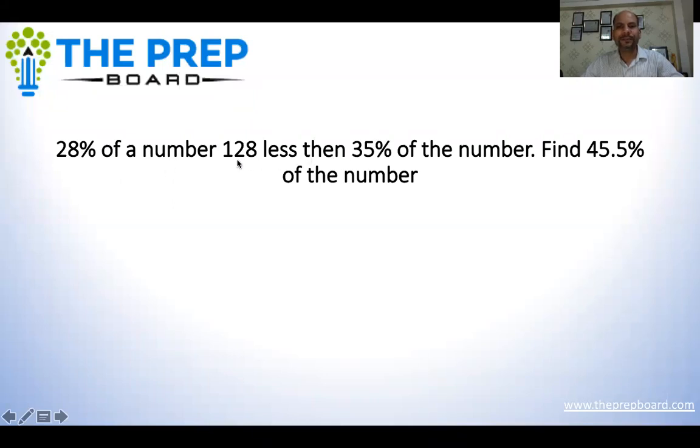Another number: a number 128 is given, and another unknown number is supposed to be found. Now, what they are saying is that this 128 is 28% of a number, which is less than this by this. It means this should be 7%, and we are supposed to find 45.5%.